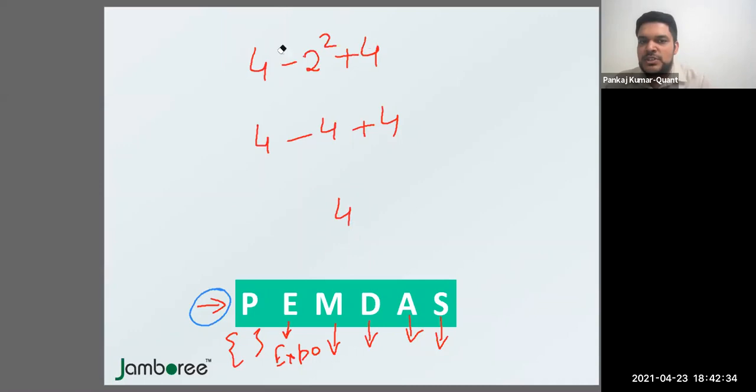Okay. If I just remove one 4 from the expression, the answer has to be 0. But why 8? Why am I getting the answer as 8? Okay. Here is the importance of PEMDAS, which is parenthesis, exponent, multiplication, division, addition, subtraction. First, we have to solve the exponent, which is giving you 4. So minus 4 plus 4 is giving you 0. It's not giving you 8.